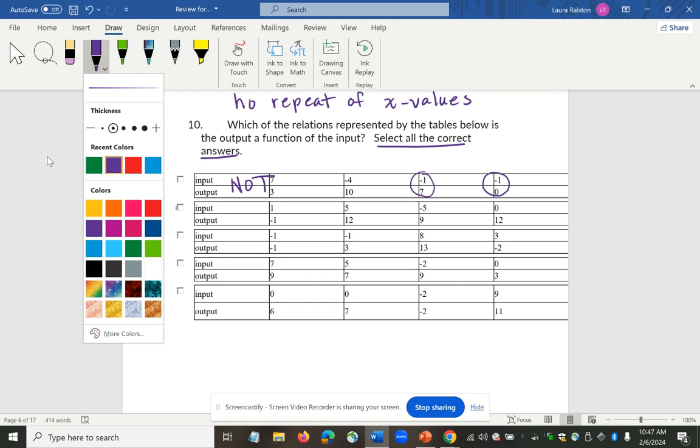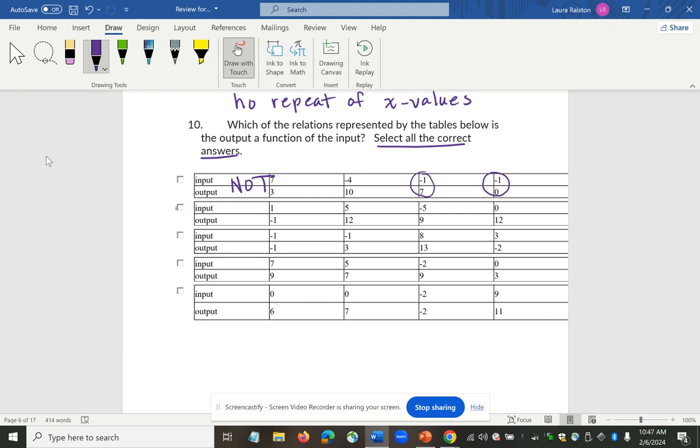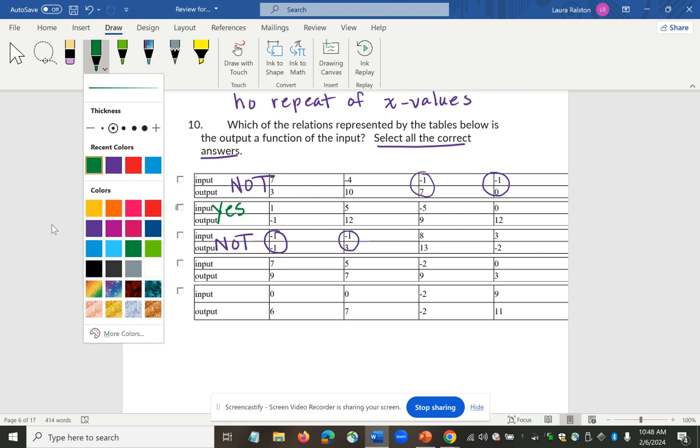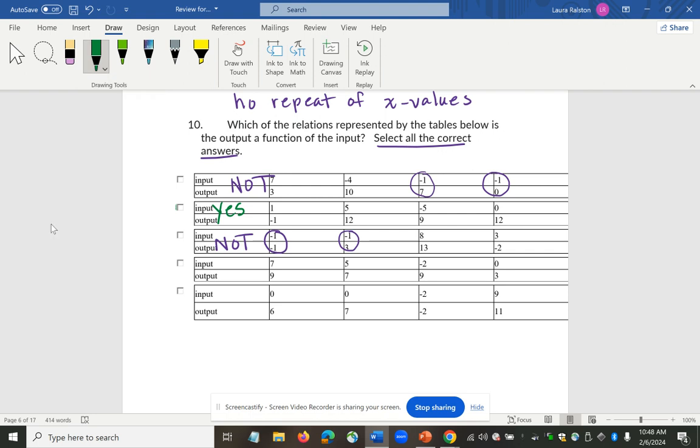Then looking at the third one, negative 1 paired with negative 1, negative 1 paired with 3. Oop, that's already a problem I see, because you have negative 1 paired with 3 and negative 1 paired with negative 1. So again, this is not a function. All right, then we go to the fourth one. 7 paired with 9, 5 paired with 7, negative 2 with 9, and 0 paired with 3. There's no repetition in the x, so this one would also be a function.